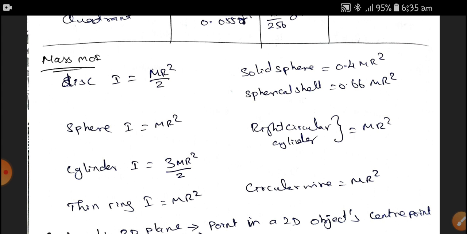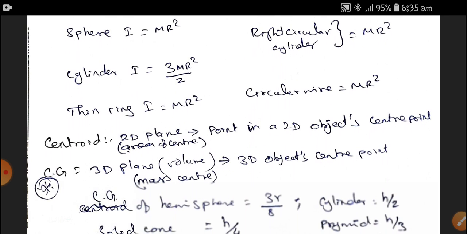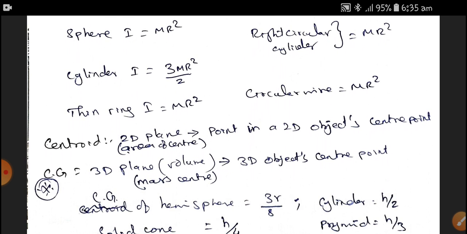Next, we are going to discuss two things: the centroid and the center of gravity. Both are very important. Centroid means a two-dimensional plane. The center of gravity of a two-dimensional plane is called the centroid, whereas the center of gravity is for the three-dimensional body.